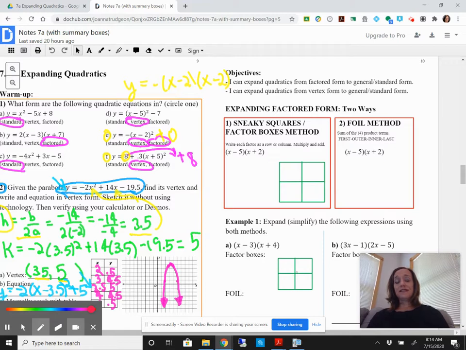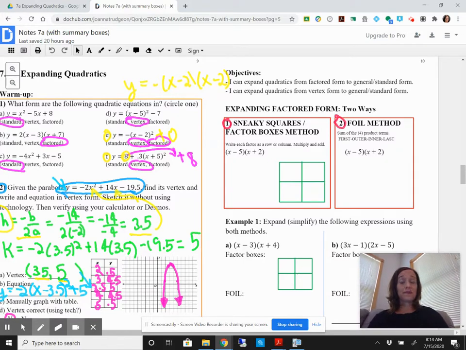So expanding, there's two ways to do it. There's the sneaky square / factor boxes, okay? Teachers call it different things. Or there's the FOIL method. I think you should be able to know how to do both things, okay? Because FOIL method's a little bit more, it doesn't take up as much space in your paper, it's less work, but the sneaky square factor box method is helpful for factoring, and it's just a nice pictorial of what you're really doing, okay? They both do the same thing.